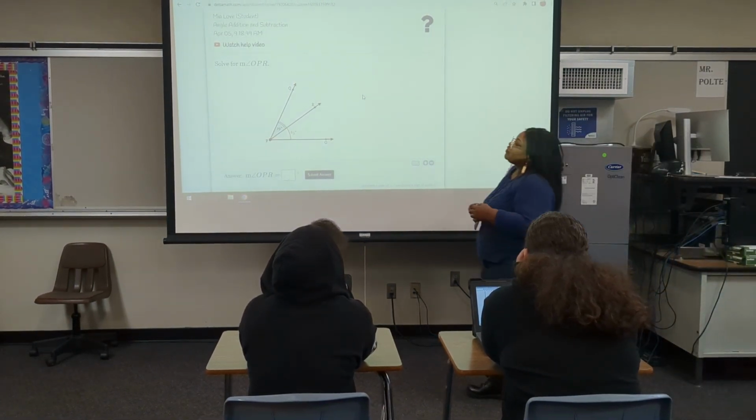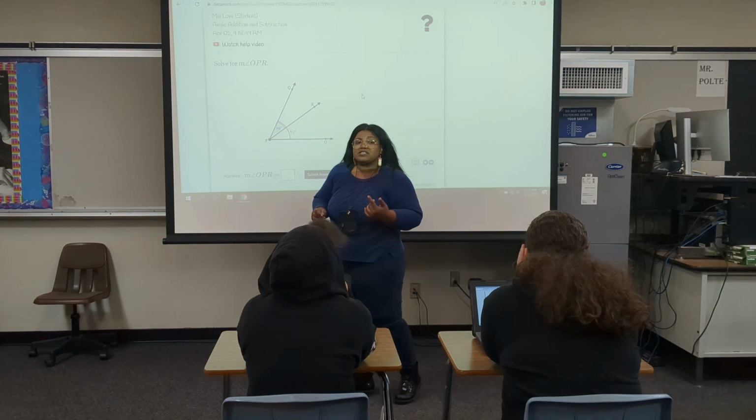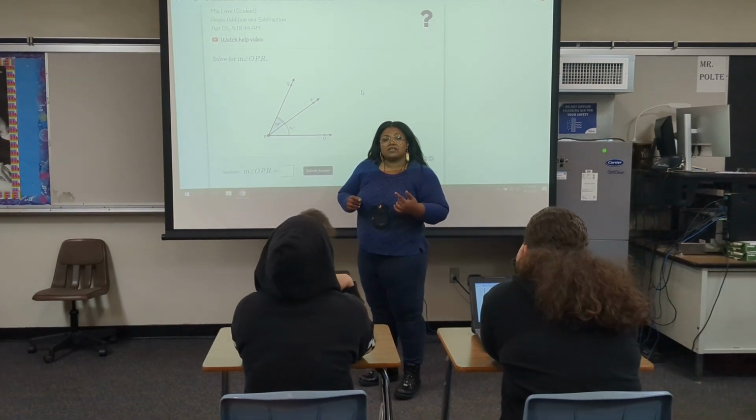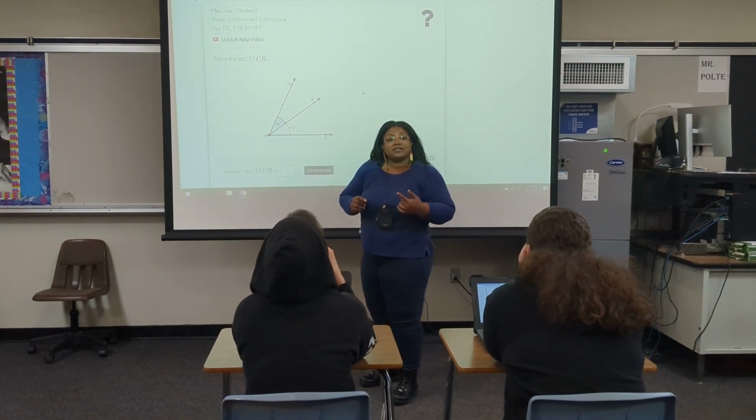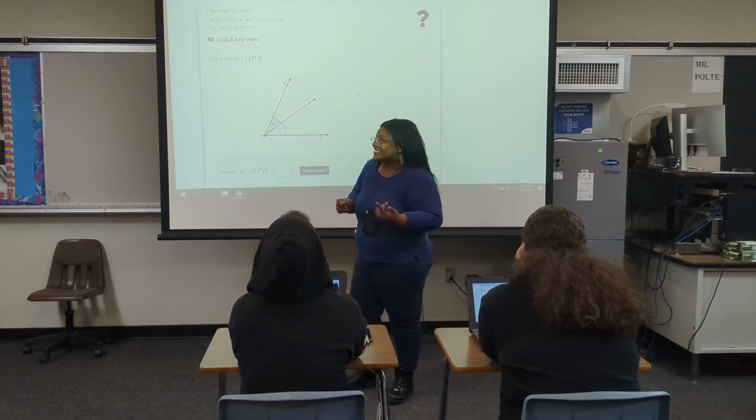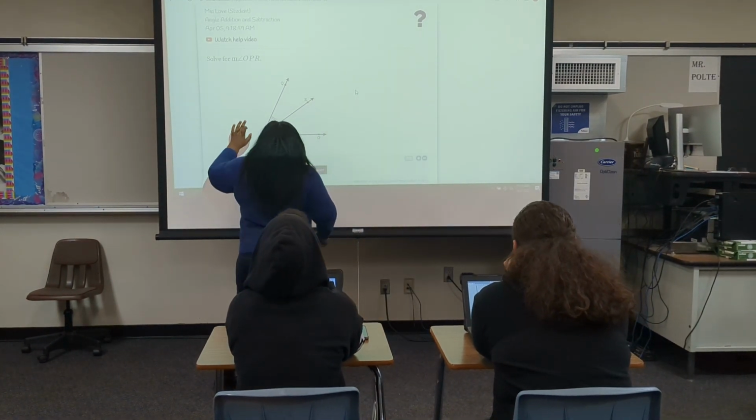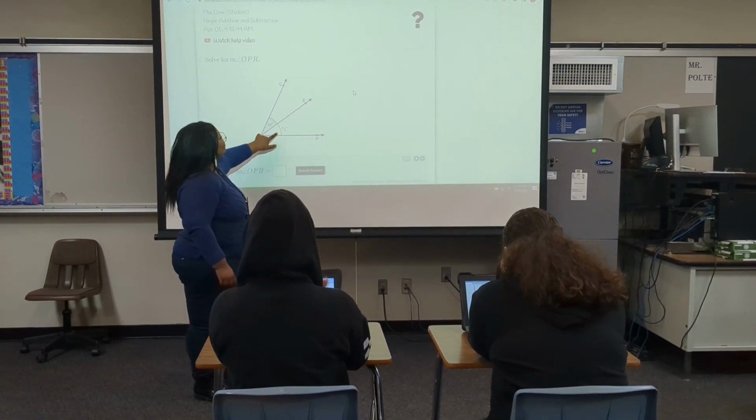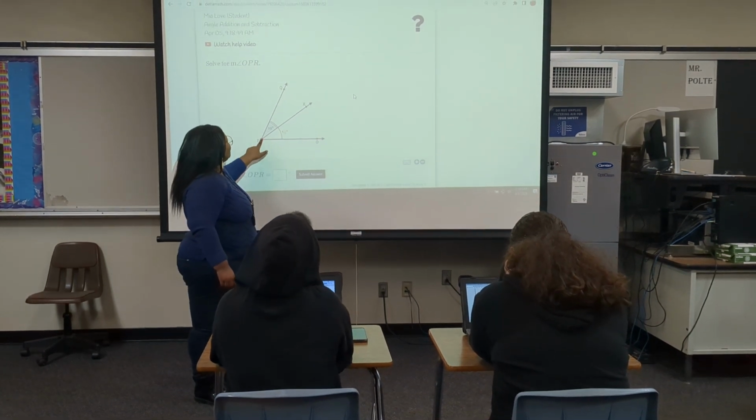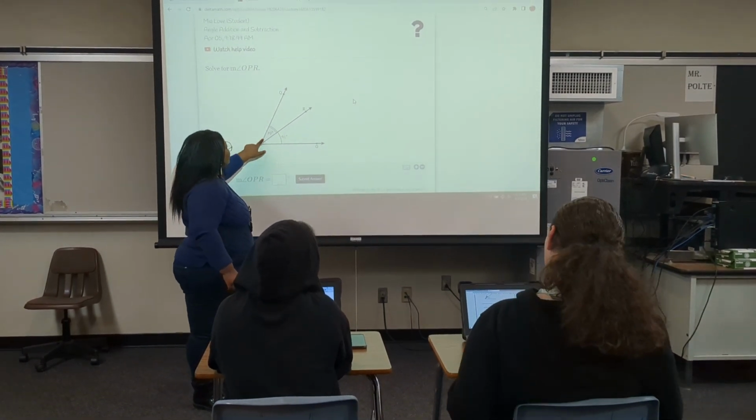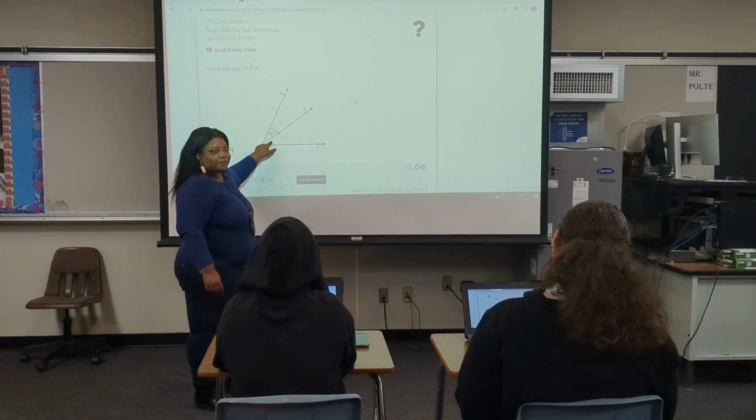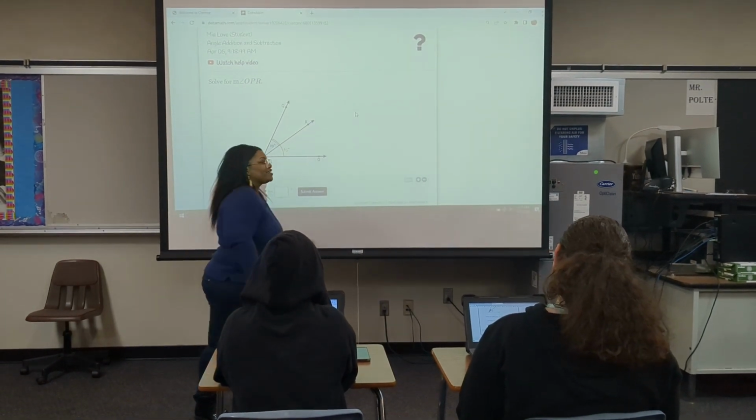So what are we doing with this one right here? Are we adding or are we subtracting these two things? Subtracting, okay. So we're subtracting 29 from the 65, which is this whole area right here. What do we get? 36. 36.